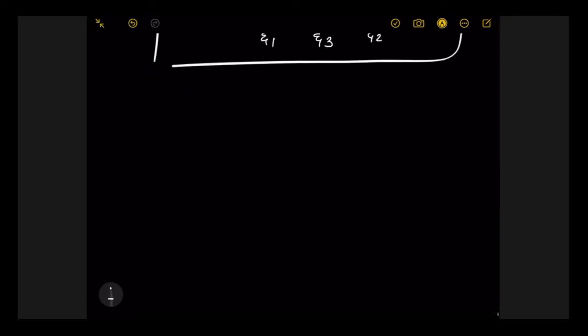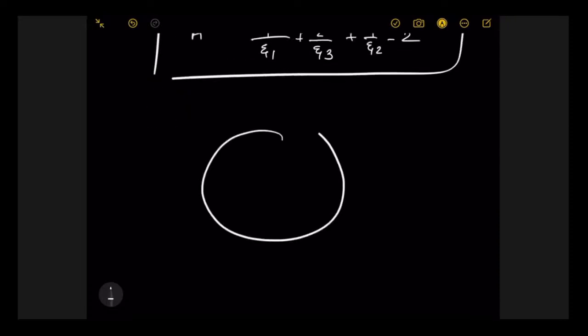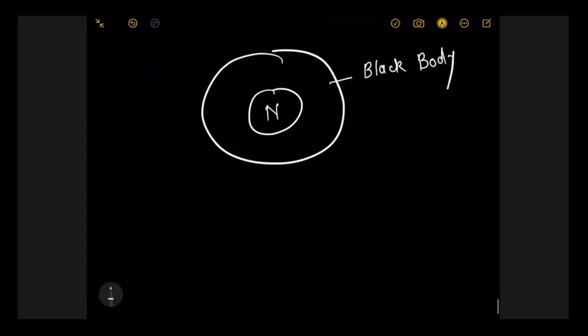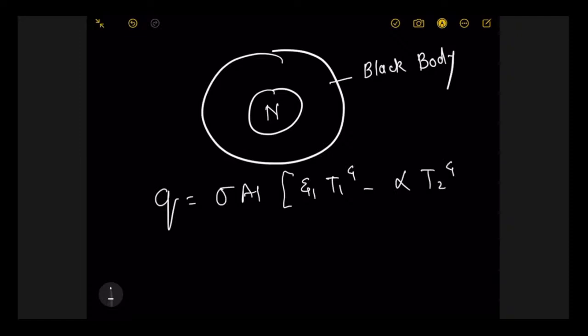Then there is a case, suppose you have a black body and inside that you have a normal body. And this is the black body. So you can write Q equals sigma A1 (emissivity 1 T1 to the power 4 minus absorptivity T2 to the power 4). You can write like this.